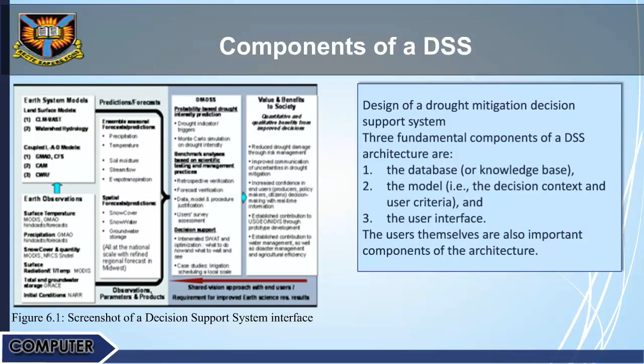Components of a DSS. Design of a drought mitigation decision support system. Three fundamental components of a DSS architecture are: 1. The database or knowledge base, 2. The model, that is, the decision context and user criteria, and 3. The user interface. The users themselves are also important components of the architecture.